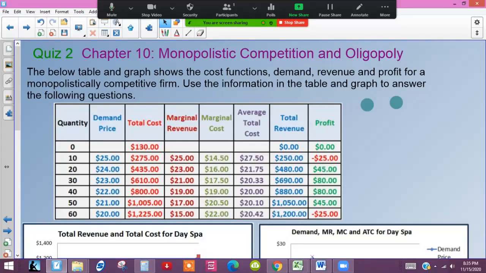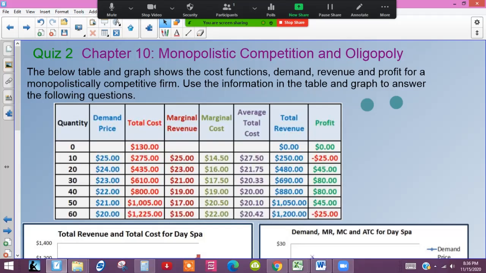Okay, our last problem, problem number 5 from chapter 10, monopolistic competition and oligopoly. So the problem we're going to work is a firm in a monopolistically competitive market, which means there are several firms in the market. So it's a hybrid. It's not perfectly competitive, although it is competitive, but it acts similar to a monopoly. And the graphs look similar to a monopoly.